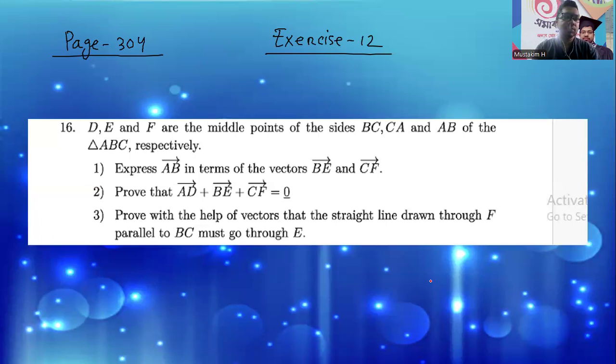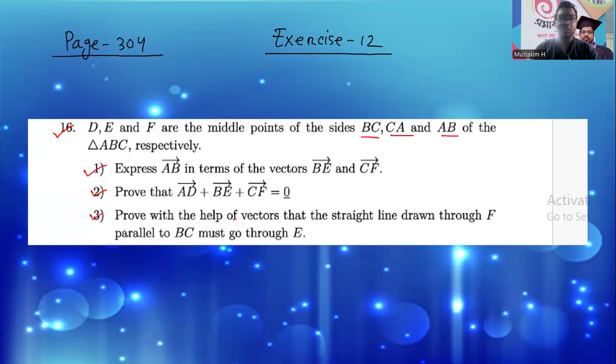Today, I am going to solve another math for all of you. And this is math number 16 from SSS 12, page number 304. So the question is, D, E, and F are the midpoints of the sides BC, CA, and AB of the triangle ABC respectively. Number one is express AB in terms of vectors BE and CF. Number two is prove that AD vector plus BE vector plus CF vector equal to 0 vector.